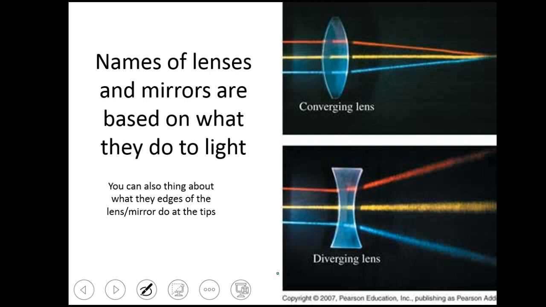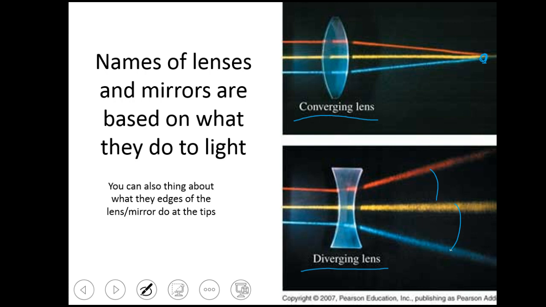Lenses and mirrors, depending on their shape, have special names. And so this will be important for you when you're doing word problems and I start talking about, say, a converging lens. Well, you need to know what a converging lens looks like, and you need to know what a diverging lens looks like. The easy way for me to remember these is what they do to light. And so a converging lens makes light converge or come together. And a diverging lens makes light go apart or spread away from each other.